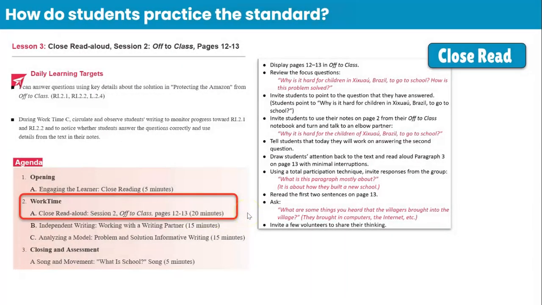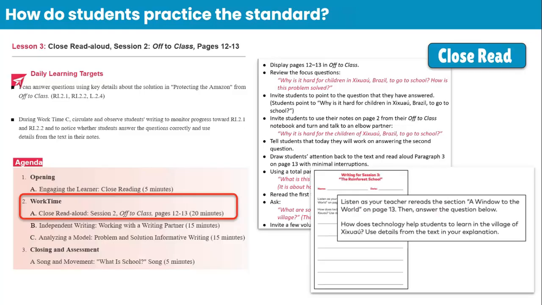Let's look at a few teacher and student actions for RI 2.1, asking and answering questions. In Work Time A of the Lesson 3 narrative, the teacher facilitates close read aloud session 2. This and the other close read aloud sessions provide students practice in answering who, what, when, where, why, and how questions about different sections of the text Off to Class. Students also respond to questions in writing in their What Is School notebook during Work Time B. The routine of close read alouds and writing sessions prepare students for the format and questions of the assessment.